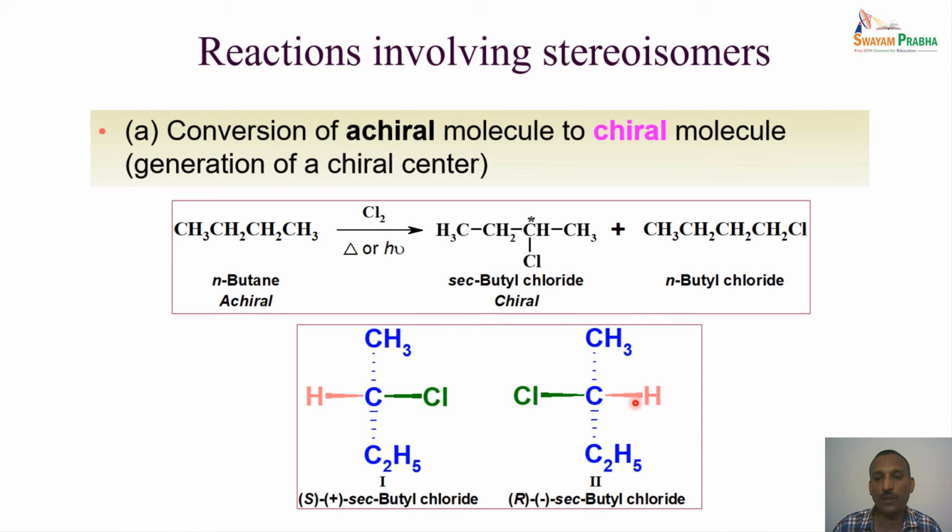The hydrogen has to be away from the observer. That is where the actual configuration is assigned. But in this case, we have hydrogen pointing towards the observer, so whatever we get, we have to just reverse it. In this particular case, the counterclockwise one is the S, so we have to reverse it. So the actual configuration is the R isomer. That way we get two enantiomers in this particular reaction.